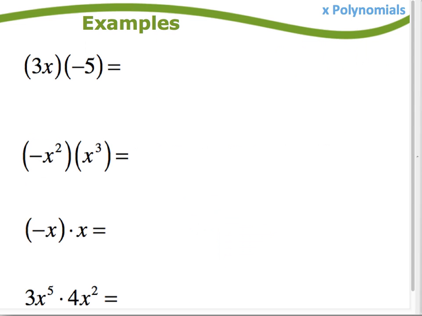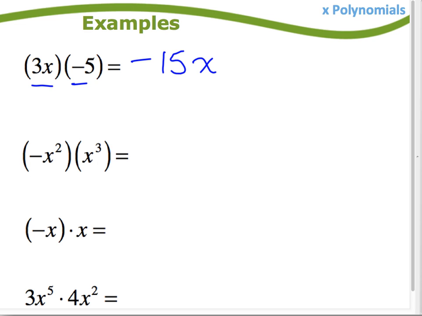Let's try a couple. Here's four multiplications that we need to look at. Notice when I'm multiplying, it doesn't matter if they're like terms or not. Like terms is an add or subtract thing, not a multiply divide thing. So here I'm multiplying a monomial by another monomial. First I look at the sign. I have a plus times a minus, so my answer is going to be negative. Then I look at the numbers. 3 times 5, that's 15. Then I look at the letters. X times, there's nothing over here, so I'm left with an X.